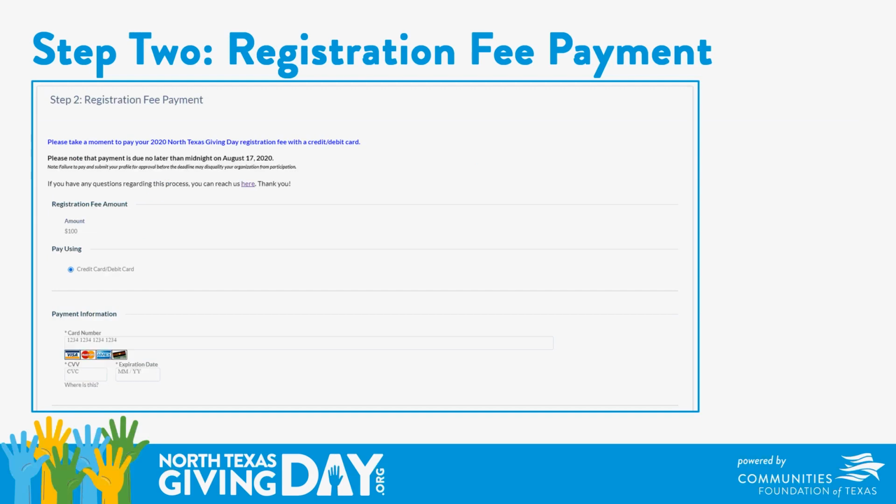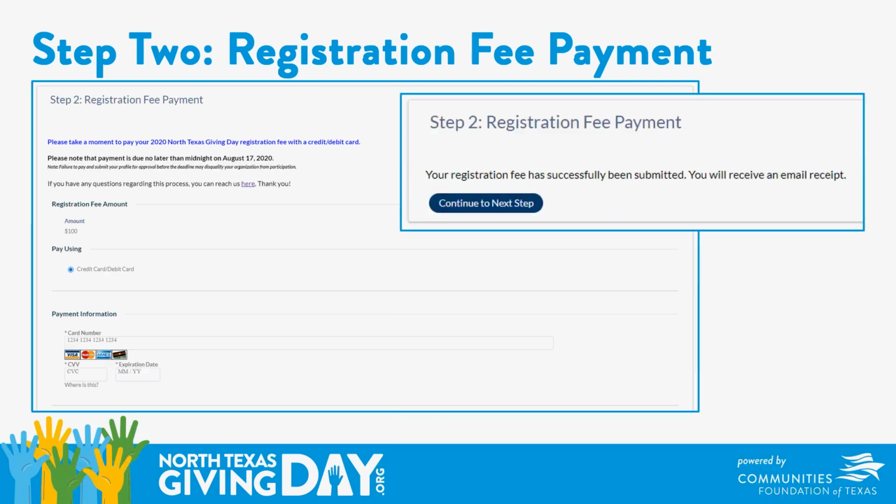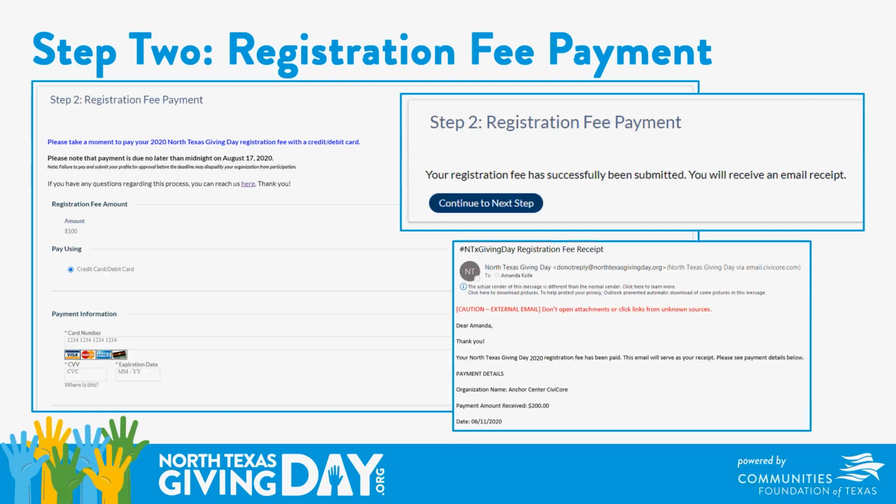Step 2 requires you to pay your registration fee. You can pay with a credit or debit card. Fees are based on your organization's 2020 projected operating budget. You'll see an on-screen confirmation when your payment goes through successfully. A receipt for your registration fee will be emailed to the point of contact as well as the billing email address entered with the payment.